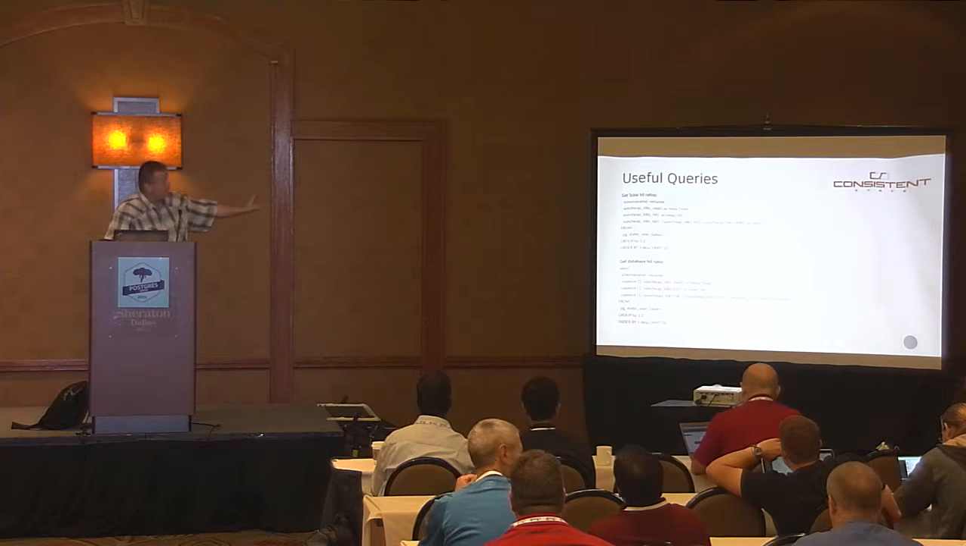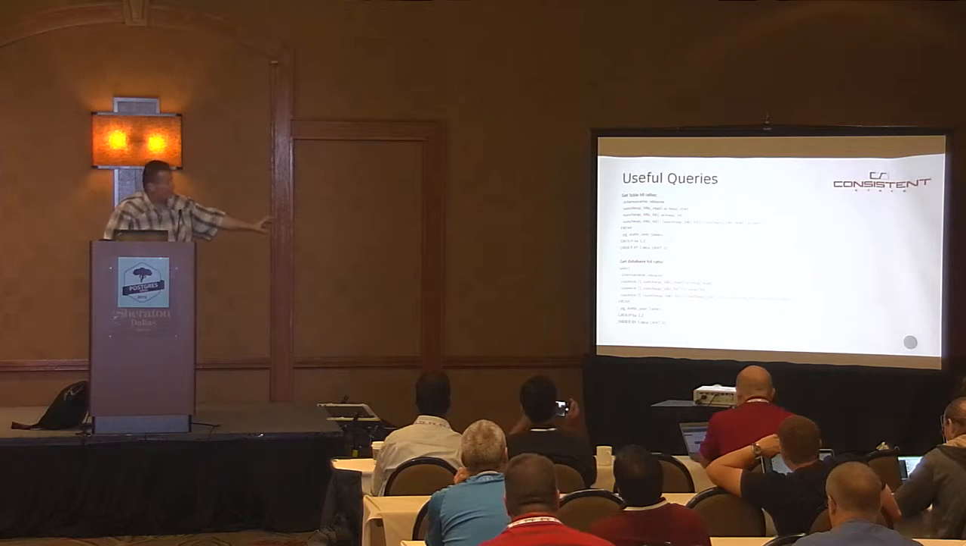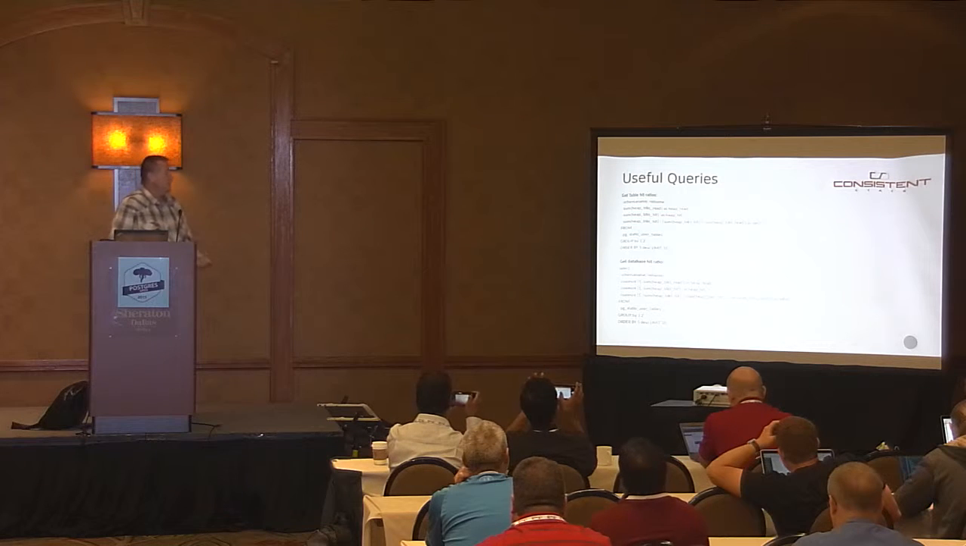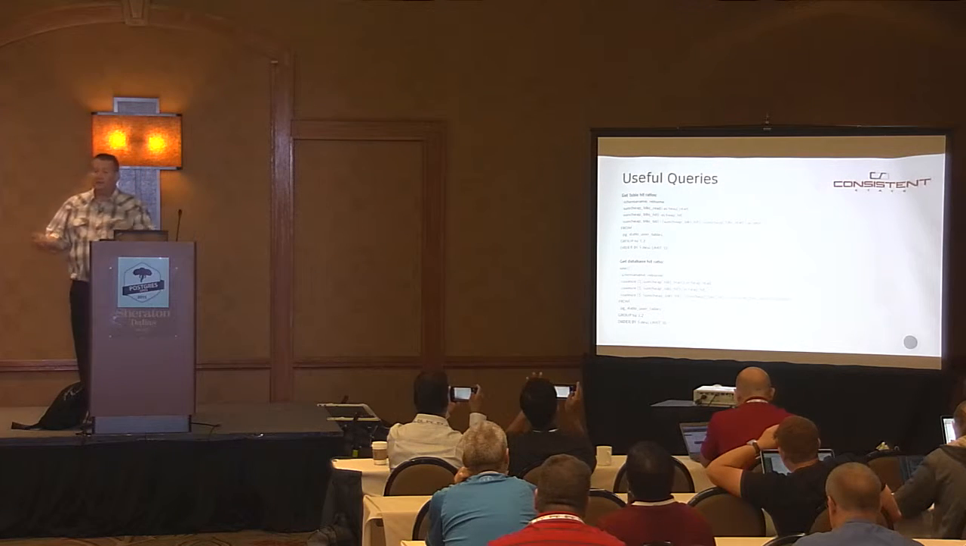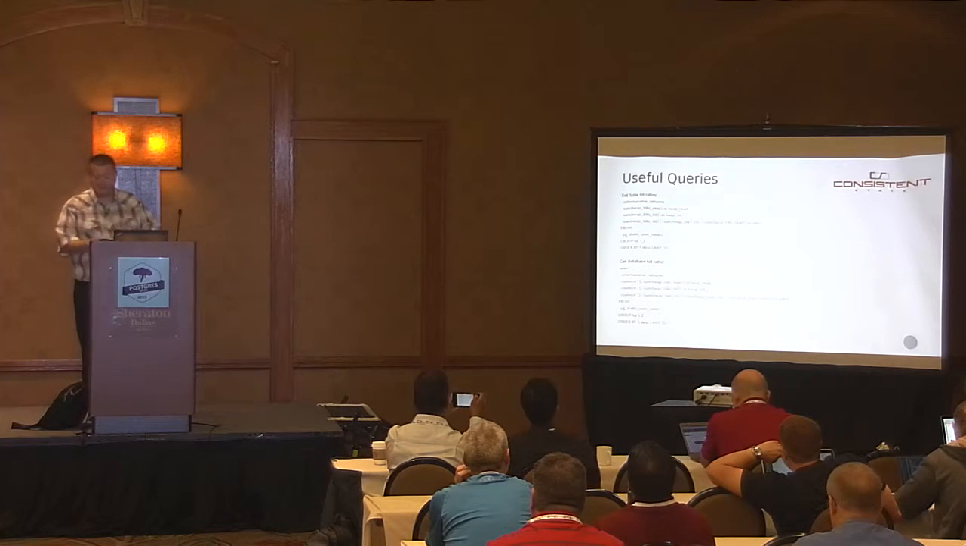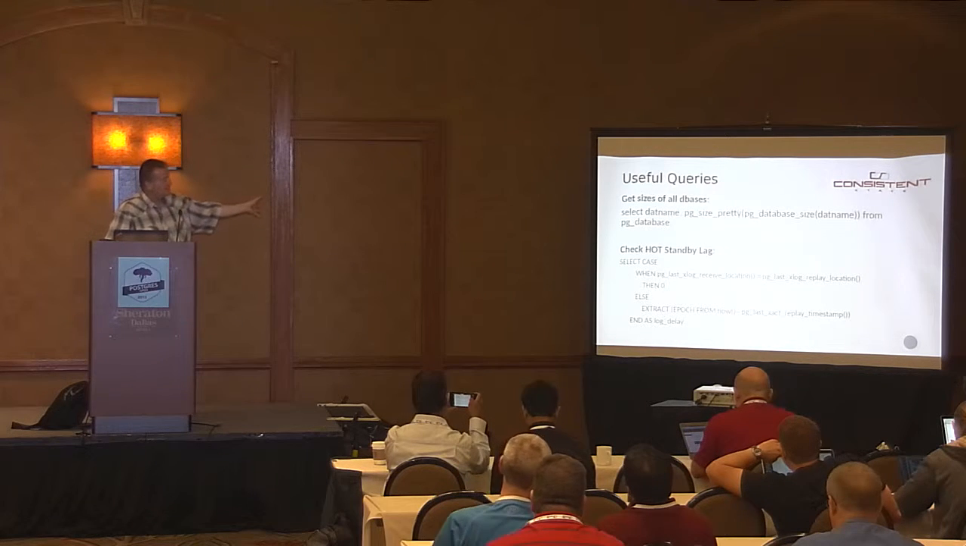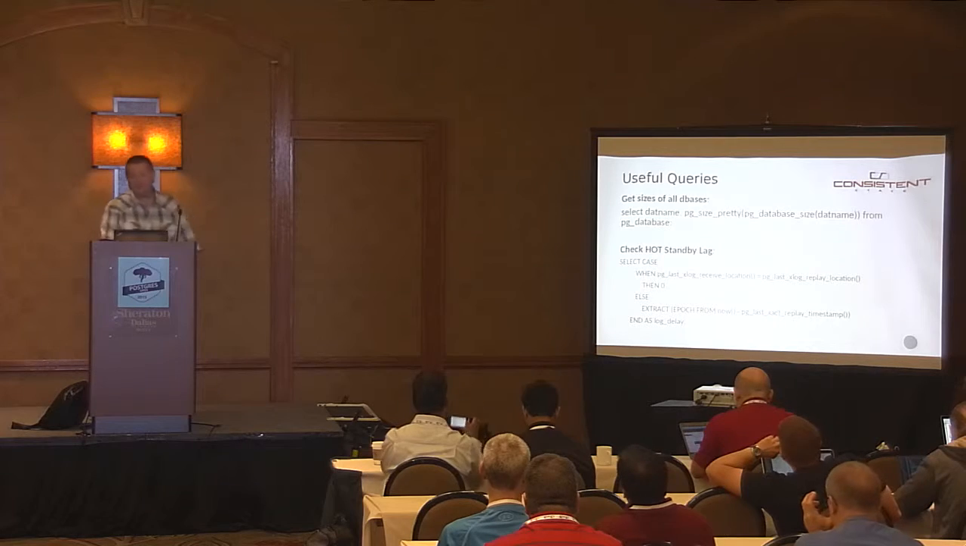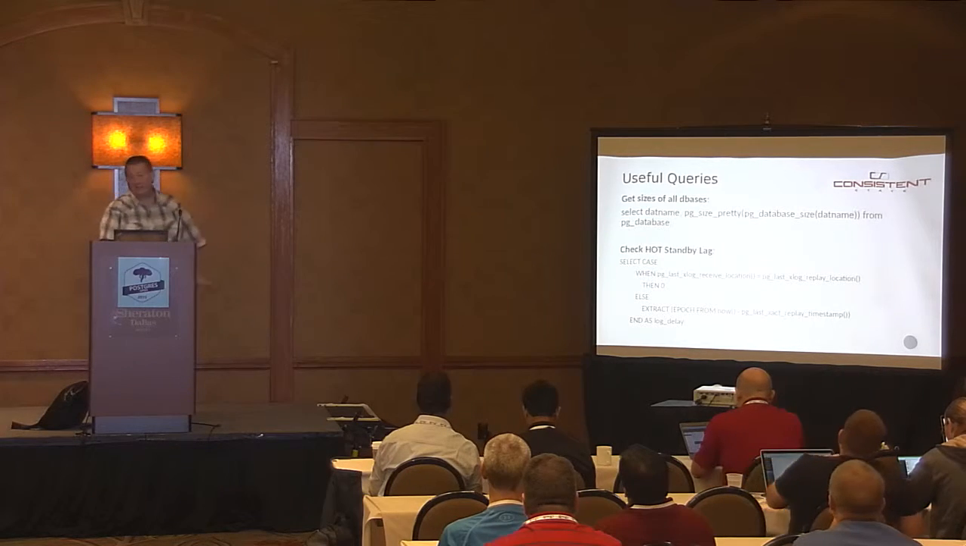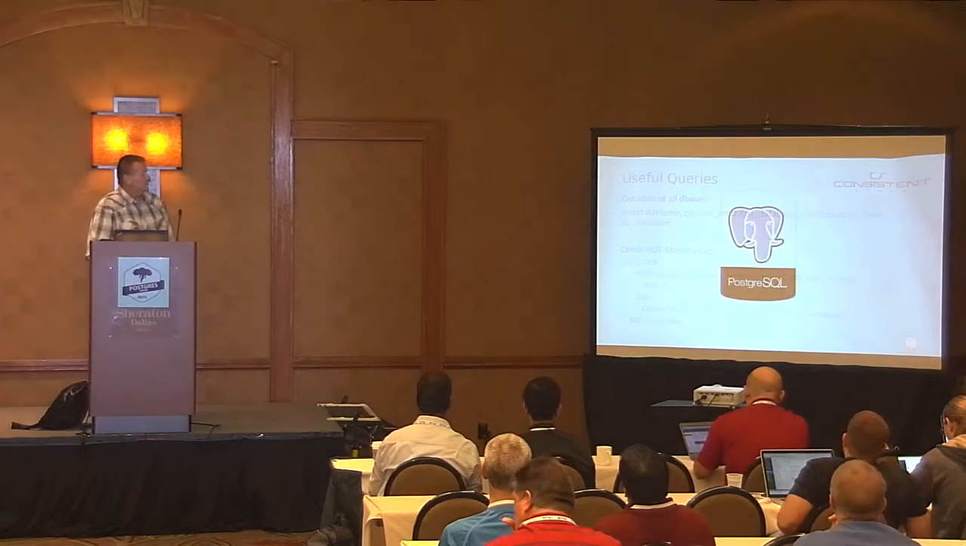We can get table hit ratios and database hit ratios by basically grabbing the sum of the blocks read versus the blocks hit and then doing the calculation. We can get the sizes of all databases. We can check hot standby lag, all by hitting these system catalog tables.